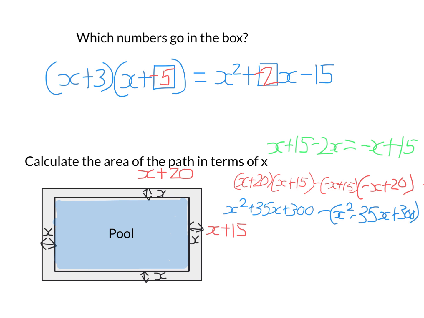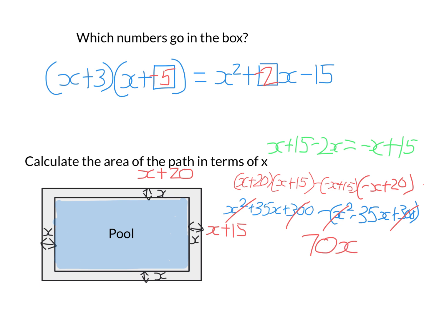So what am I left with when I expand this out? Well, I have x squared minus x squared. This minus applies to everything in here. So x squared minus x squared is just 0. They cancel each other out. Similarly, 300 minus 300, they cancel each other out. So what I'm left with is 35x minus -35x. So that just gives me 70x. So the area of the path in terms of x is just 70x.